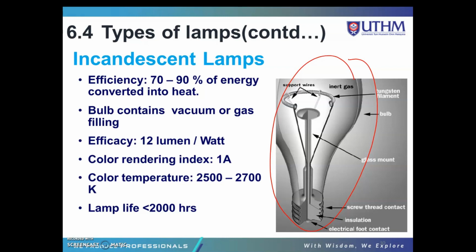The efficacy is the ability to perform a task to a satisfactory or expected degree. It is similar to efficiency, but it is under ideal and controlled circumstances. So for these incandescent lamps, the efficacy is about 12 lumens per watt. And then the color rendering index is 1A. The color temperature is about 2500 to 2700 Kelvin. And the lamp life is less than 2000 hours, equivalent to approximately 83 days.